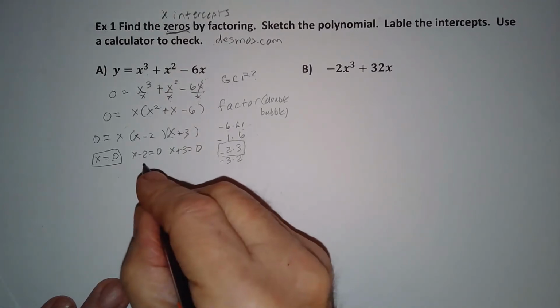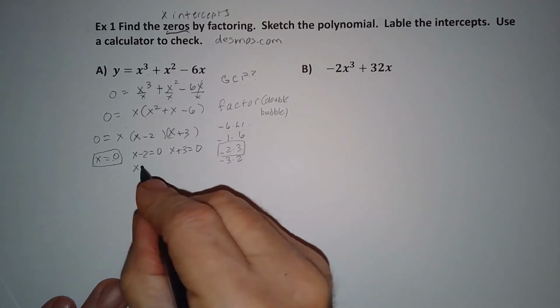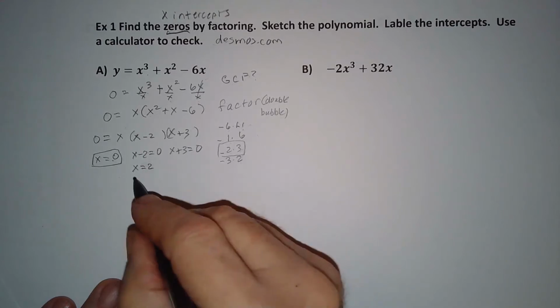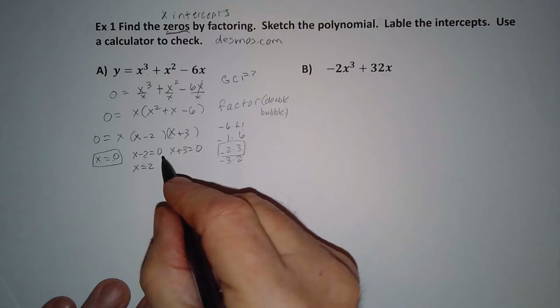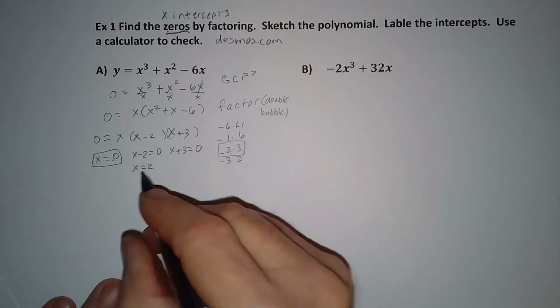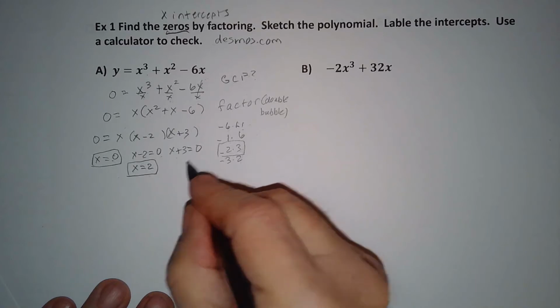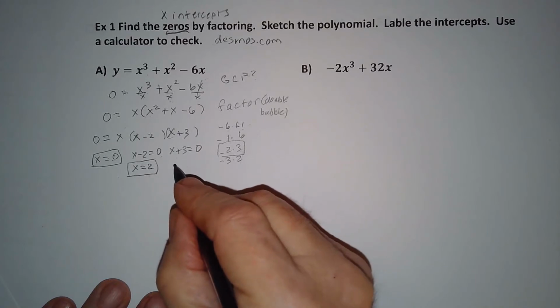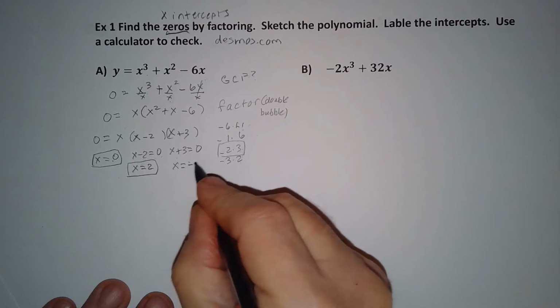X minus 2 equals 0, well, all we really need to do is add 2 to both sides. So this is really x equals 2, right? Now I'm just doing a shortcut. You can do this shortcut too, because you can see that you would add 2 to both sides. So x equals 2, and so that's the next answer. And then the last one, we would subtract 3 from both sides, and so we get x equals negative 3.